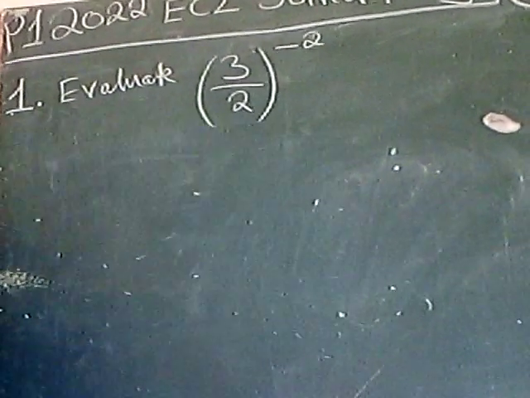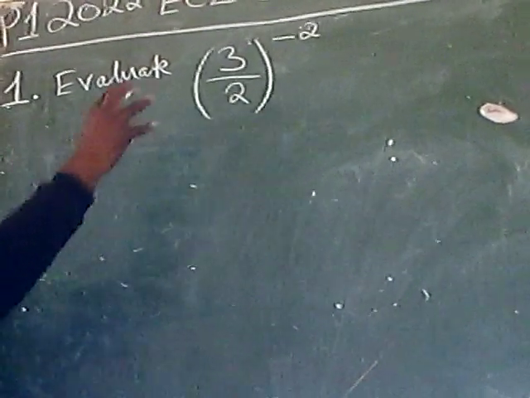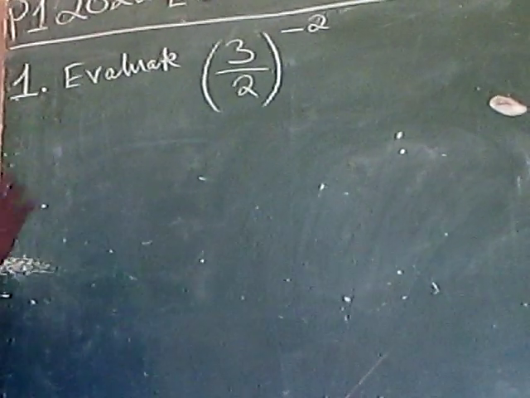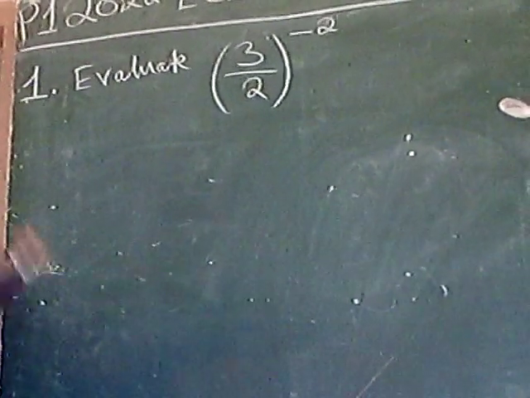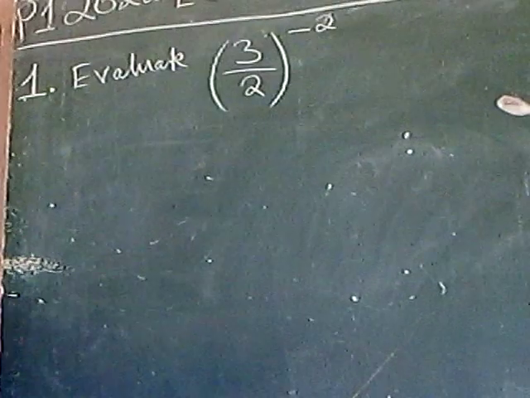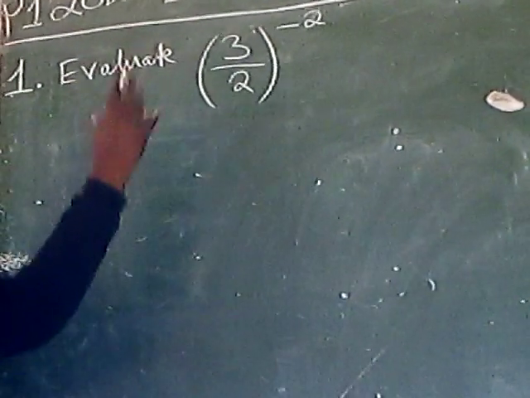When they say evaluate, they are asking you to find the exact value of this. Meaning you don't have to simplify, but you need to find a certain value. And the value can be a number or a fraction, or a decimal number. So then how do you go about this one?